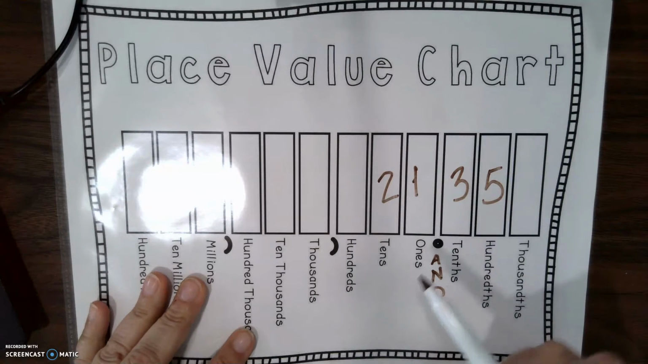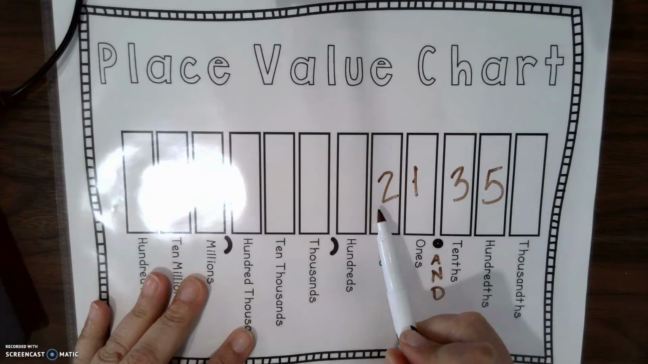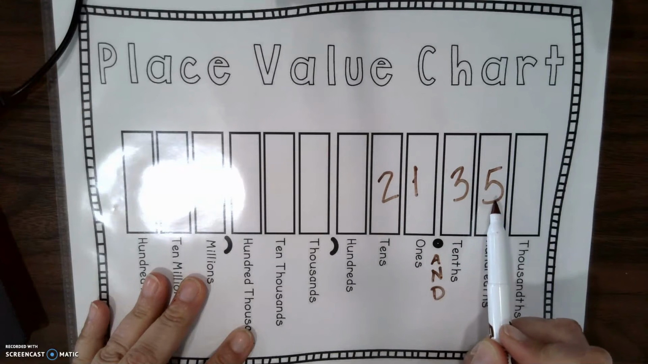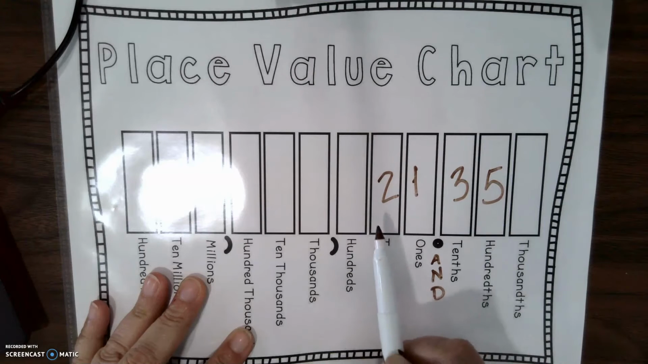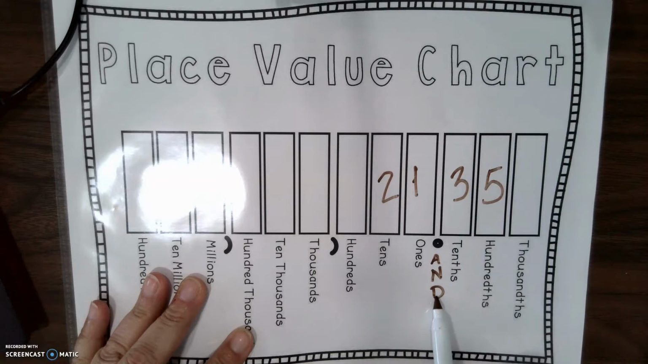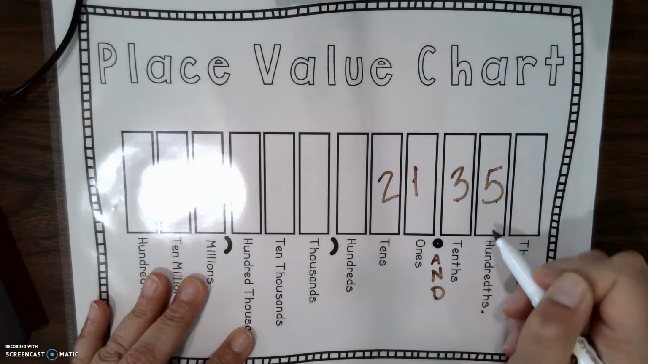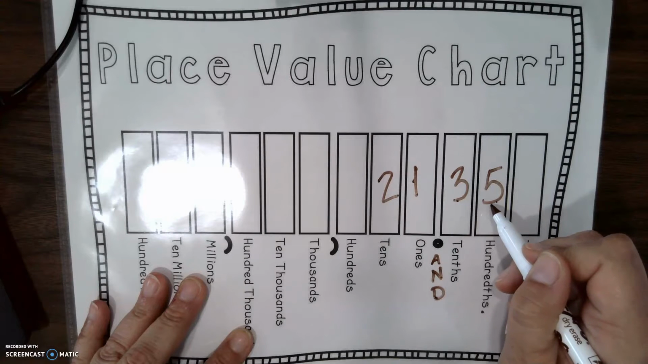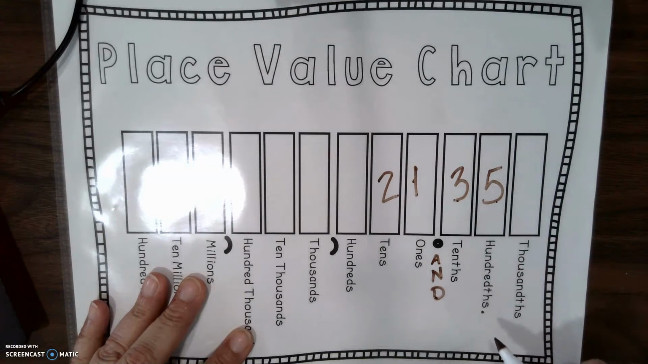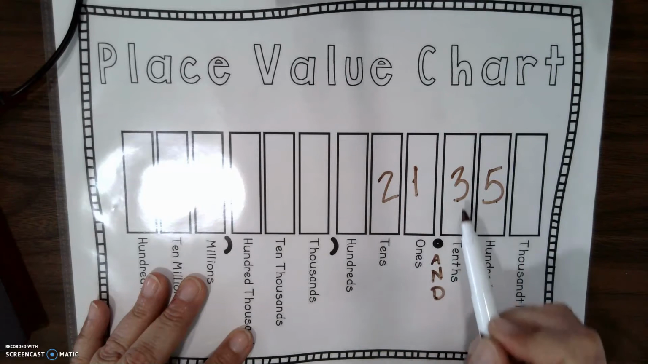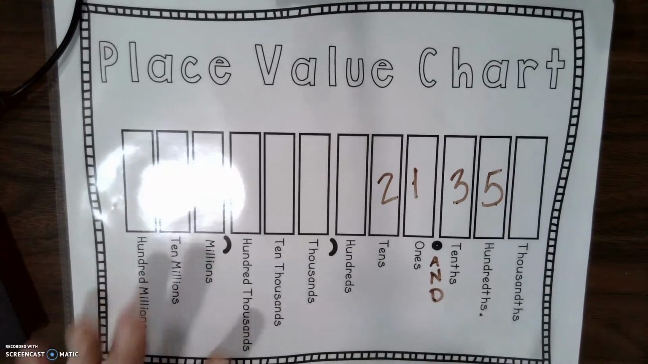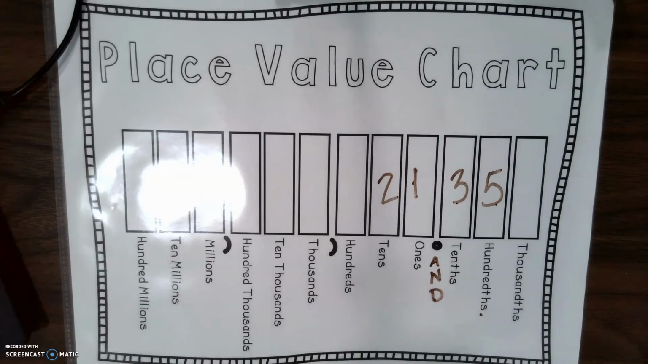Okay, boys and girls? So we start at the left and we read to the right, just like you would in language arts class. So we say 21 and 35 hundredths. That's the last box. Whatever our last box is, that's the last word we say. So 21 and 35 hundredths. Using a place value chart is going to be so important, okay?